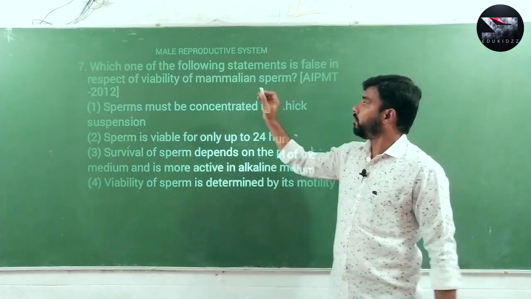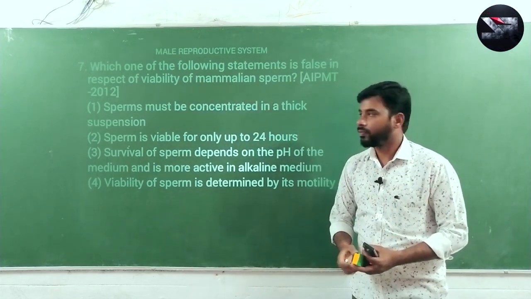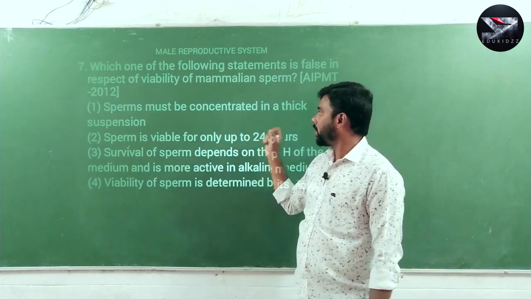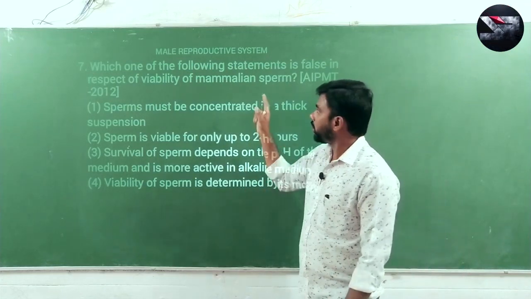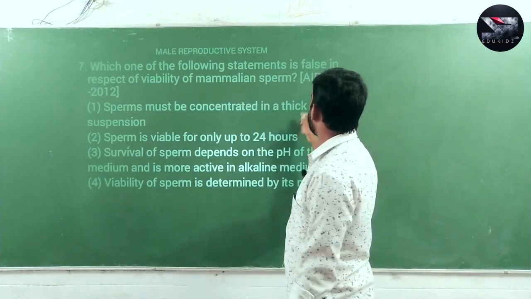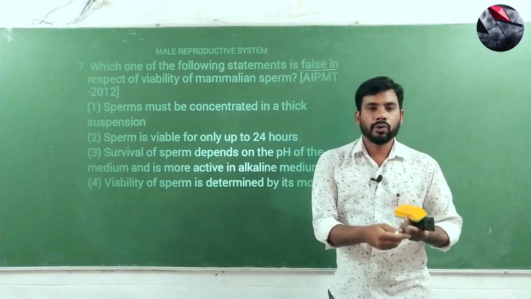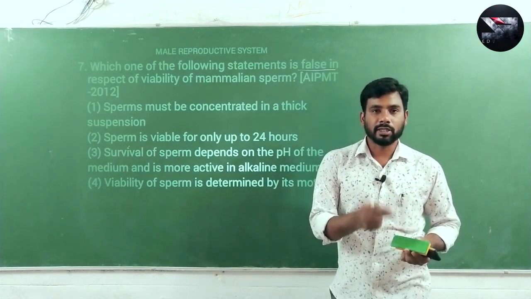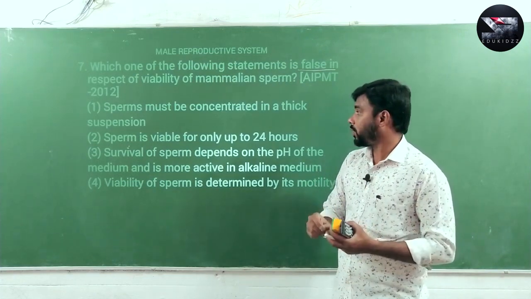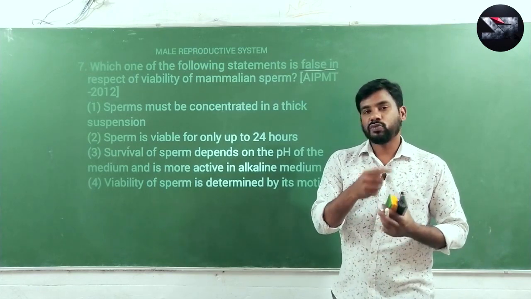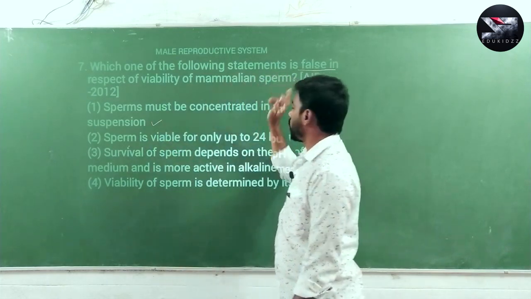Which of the following statements is false in respect to viability of mammalian sperms? The first option is sperms must be concentrated in thick suspension. This option is right, but here we have to search for the wrong option, the false statement. This statement is right because, as we have just studied, the seminal plasma has coagulating factors. Those coagulating factors are responsible for the formation of a thick suspension, which is very helpful for the maintenance of motility of the sperm. So this is the correct statement, but we have to search for the false statement.